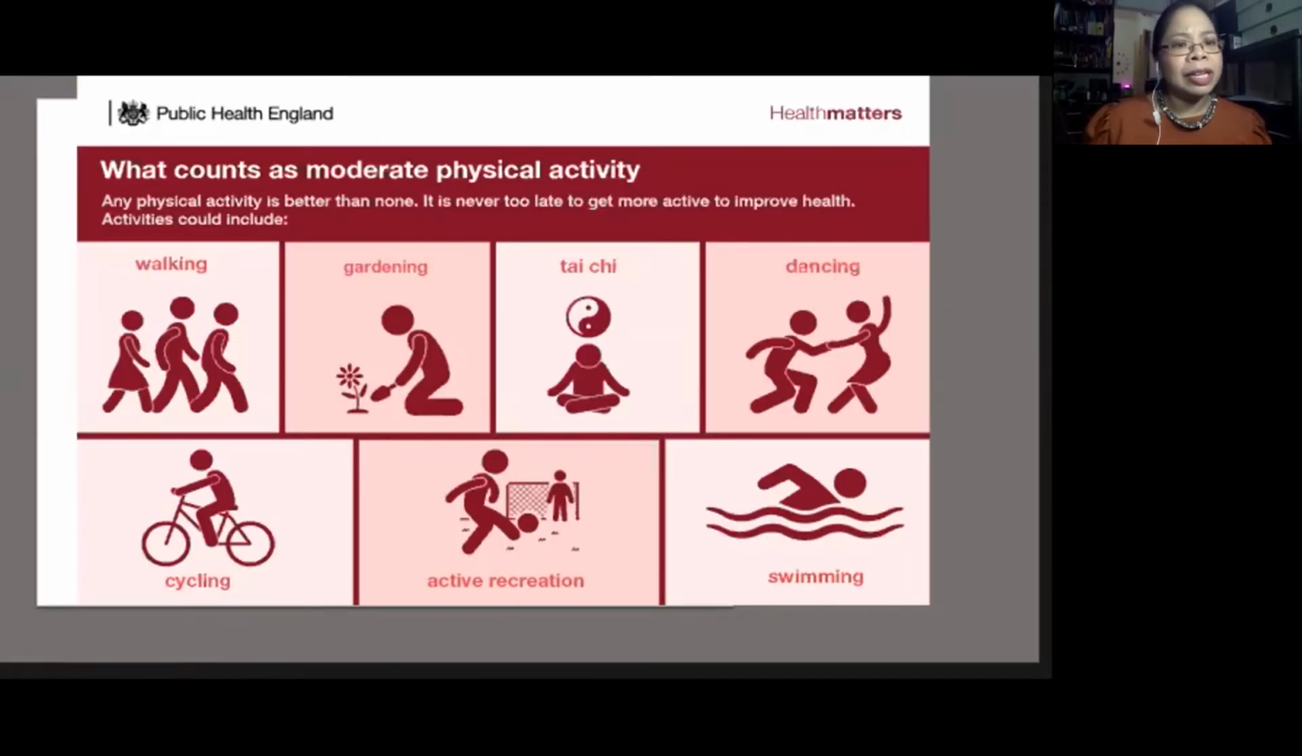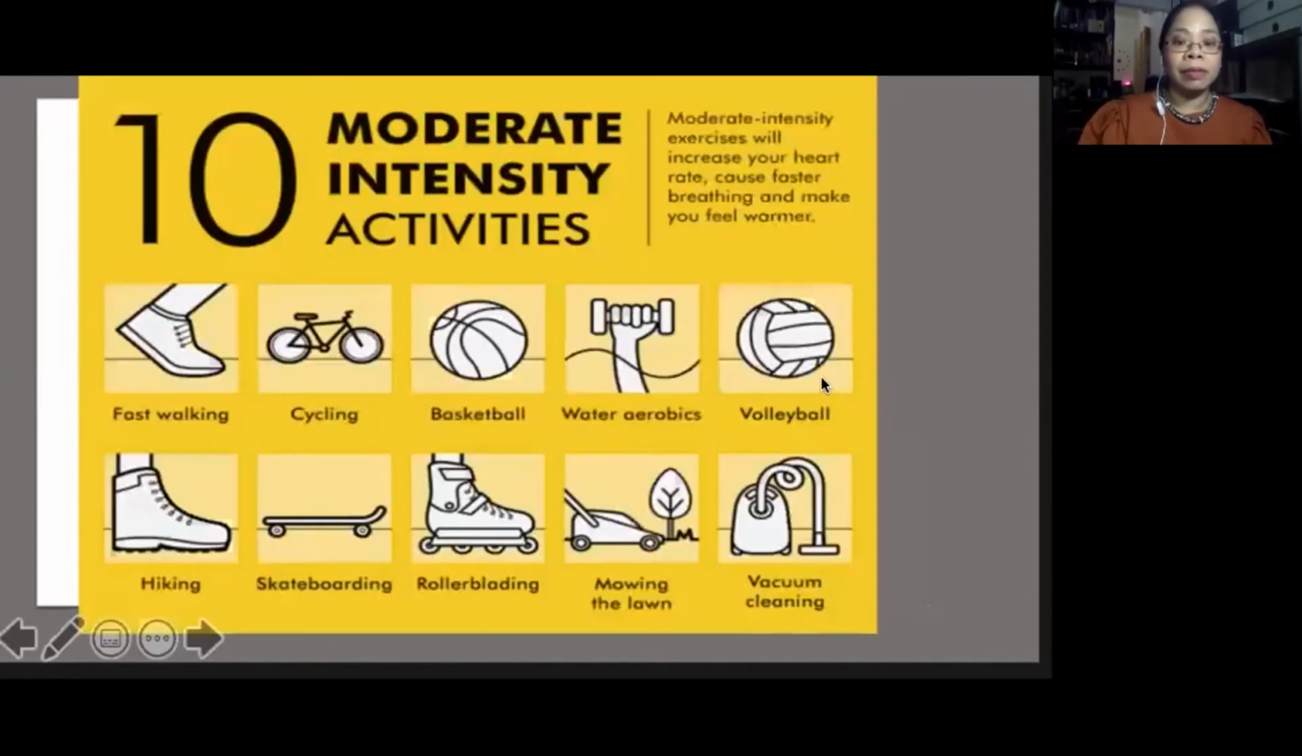Just to give you an idea what counts as moderate physical activity, this is a very nice diagram showing some examples of moderate intensity physical activity, such as brisk walking, gardening, tai chi, dancing, cycling, active recreation, swimming, and even household chores such as vacuum cleaning or mowing the lawn.